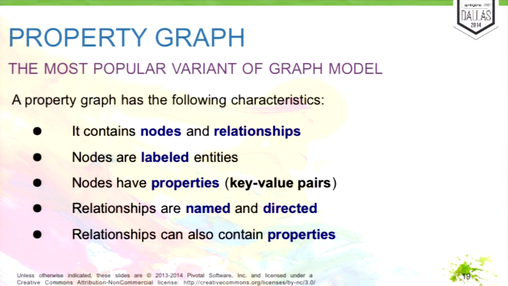Having this simple model also makes it easy to go from an object model, like in your Java application or in your Spring application, into the graph database and back. And that's why it was so easy for us to implement something like Spring Data Neo4j to provide the object graph mapping.